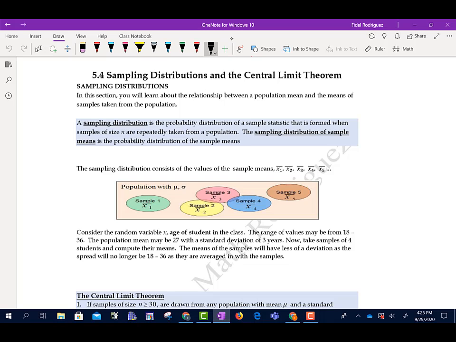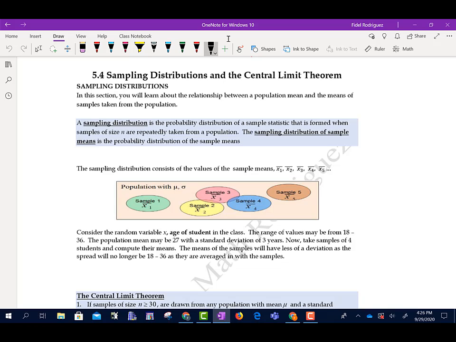Right, so section 5.4 talks about sampling distributions and something called the central limit theorem. In this section we're going to learn about the relationship between a population mean and the means of samples taken from the population. A sampling distribution is the probability distribution of a sample statistic that is formed when samples of size n are repeatedly taken from a population. The sampling distribution of sample means is the probability distribution of the sample means.